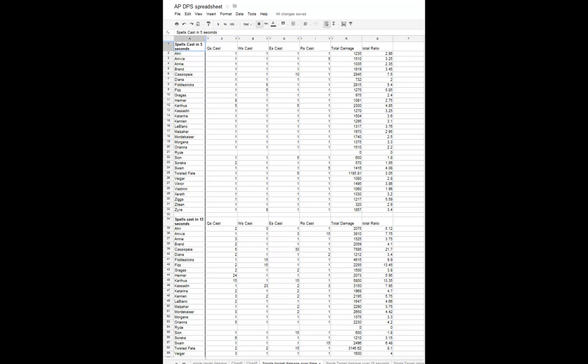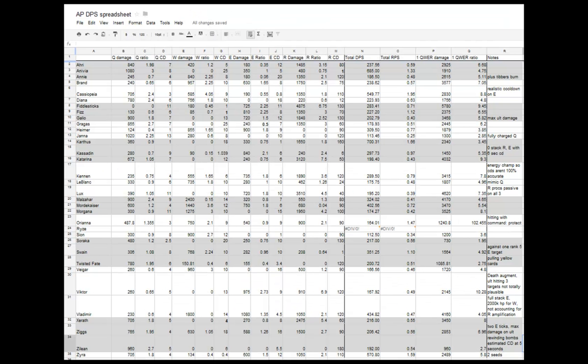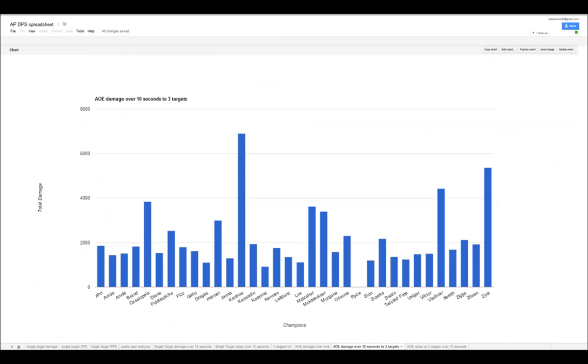Now obviously analyzing the single target DPS isn't that useful for a lot of AP champions. A lot of the AP champions have big AoE bursts, and we need to look at that. For that, you can look at the 3 targets hit spreadsheet. This spreadsheet tells us the damage and the ratios of each champion if they hit 3 targets instead of 1. If we graph the AoE damage that these champions do over 10 seconds to 3 targets, we find this graph.